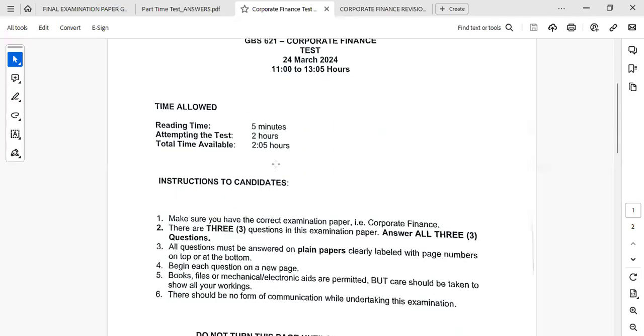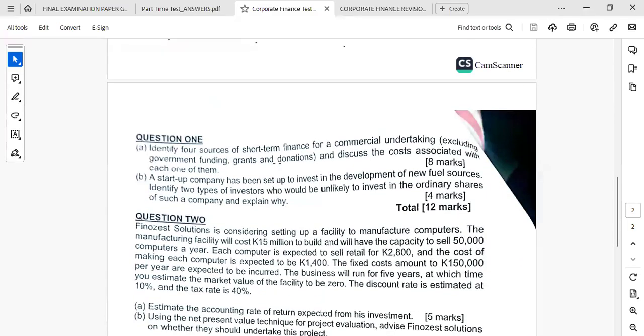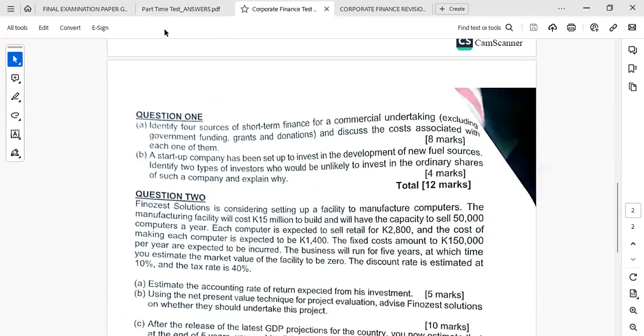Okay, so we're going to look at assorted questions. We're going to behave like we are writing. So question 1 of the 2024 test, we're asked to identify 4 sources of short-term financing for a commercial undertaking, excluding government funding, grants, and donations, and discuss the costs associated with them.